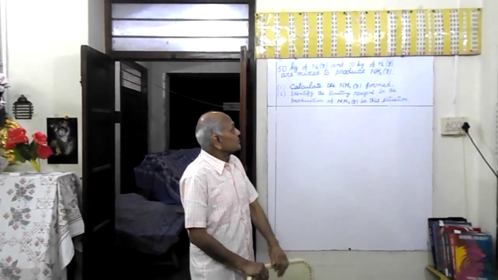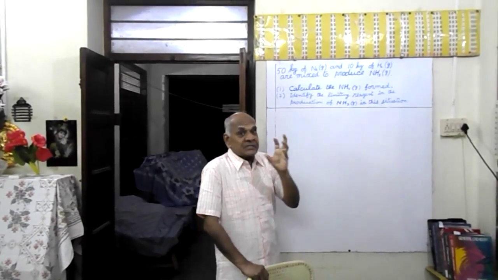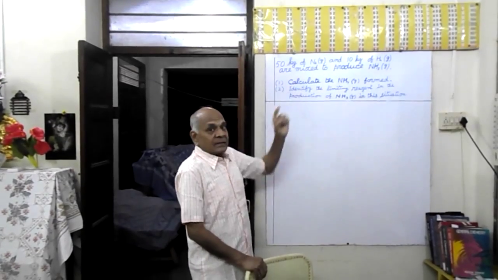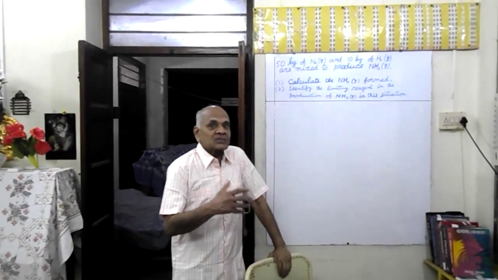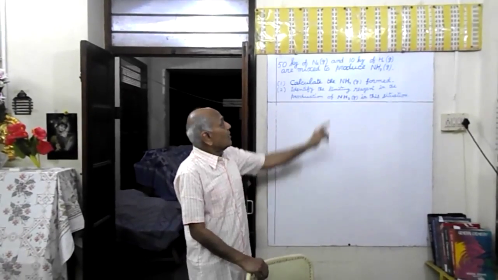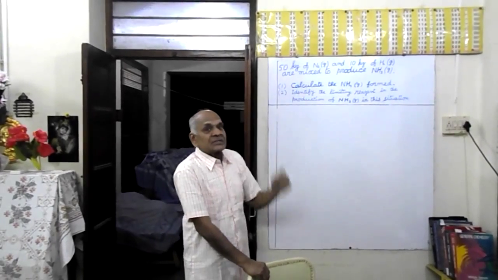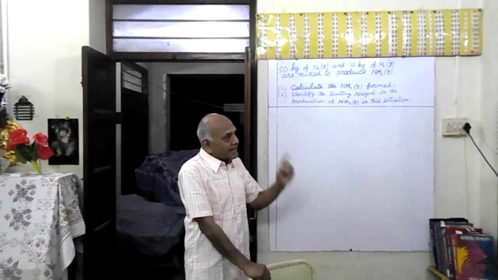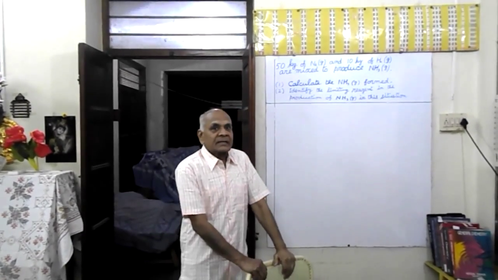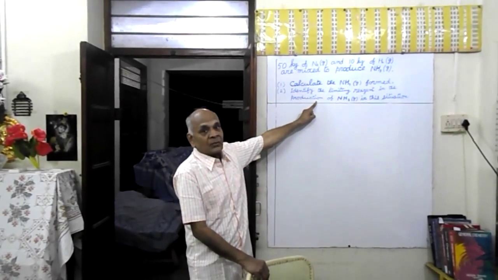The second question is the limiting reagent. Which one limits the amount of production of ammonia gas? In other words, which will be exhausted first? Whether nitrogen gas or hydrogen gas will be exhausted first. If nitrogen gas is exhausted first, then nitrogen is the limiting gas. If hydrogen gas is exhausted first, then hydrogen gas is the limiting gas. So we have to find that in the second one.